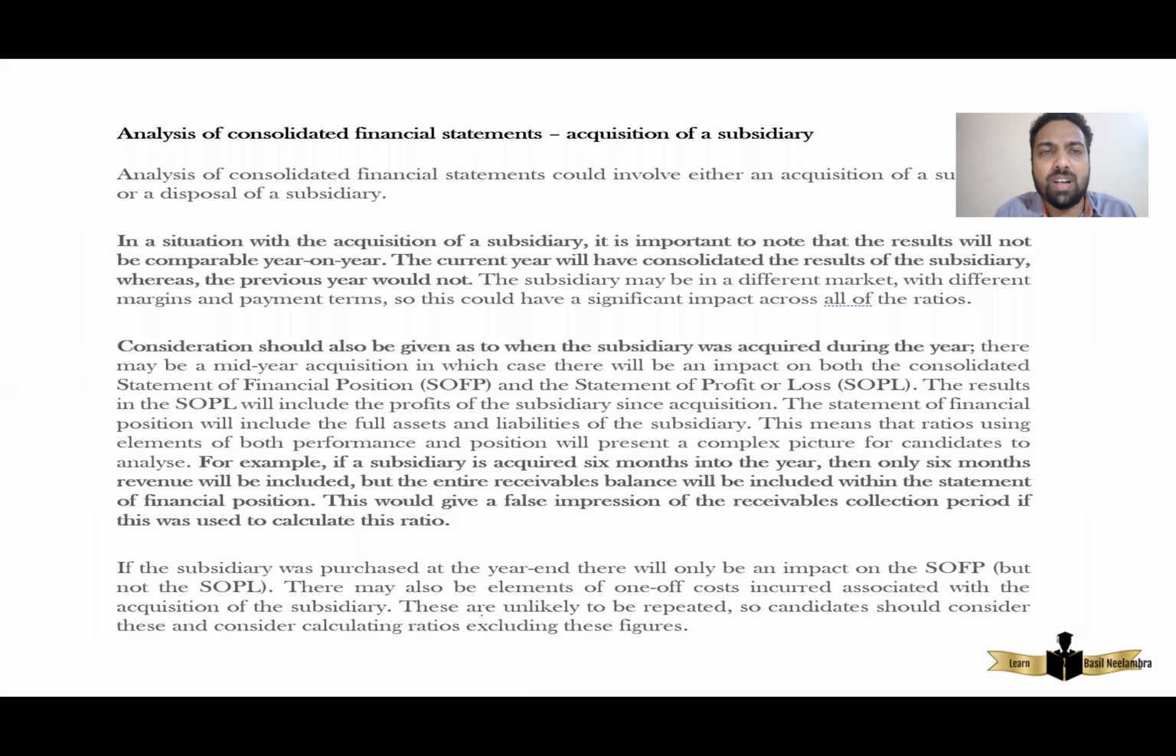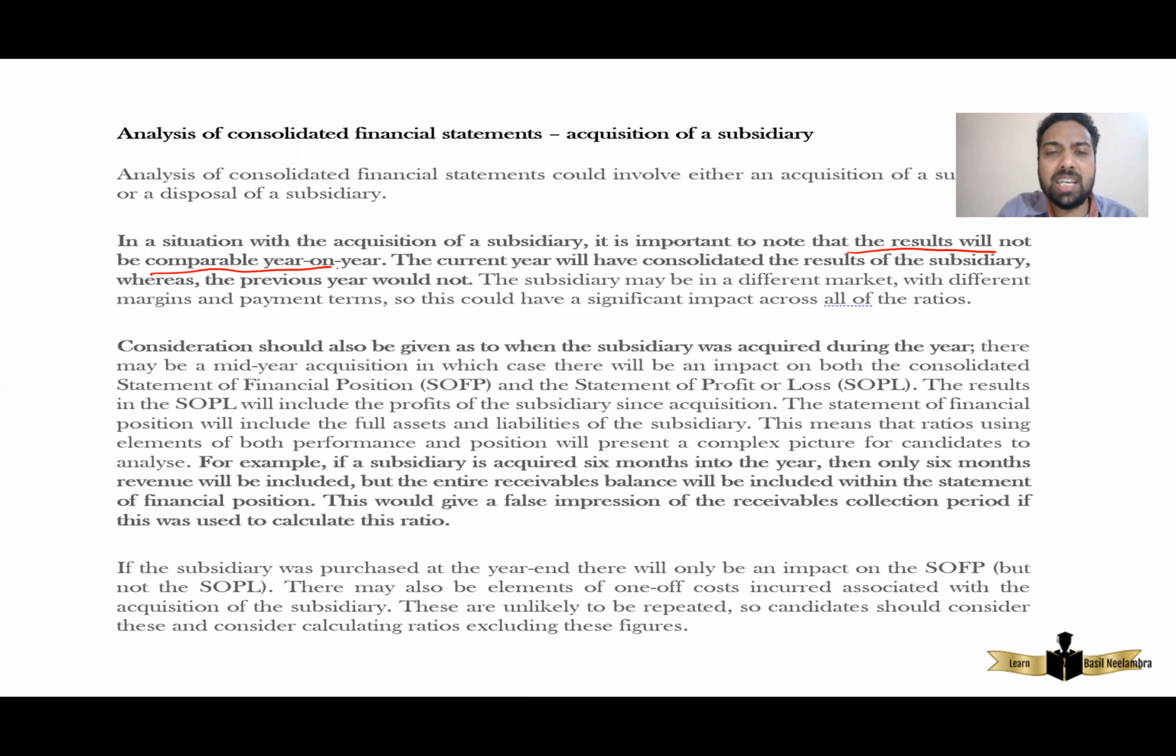And analysis of consolidation of financial statements, acquisition of a subsidiary. When you acquire a subsidiary, it is very important to note that your result will not be comparable, because in the previous year there is no subsidiary and this year you have acquired a subsidiary. So in this year's financial statements there will be parent plus subsidiary, whereas in the previous year there won't be any subsidiary. So you will have to adjust for that.